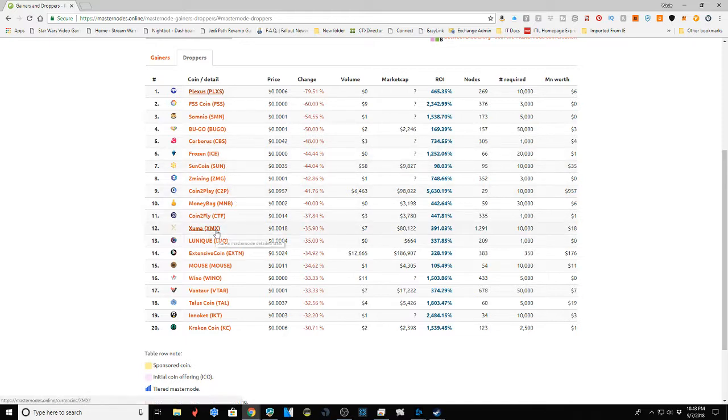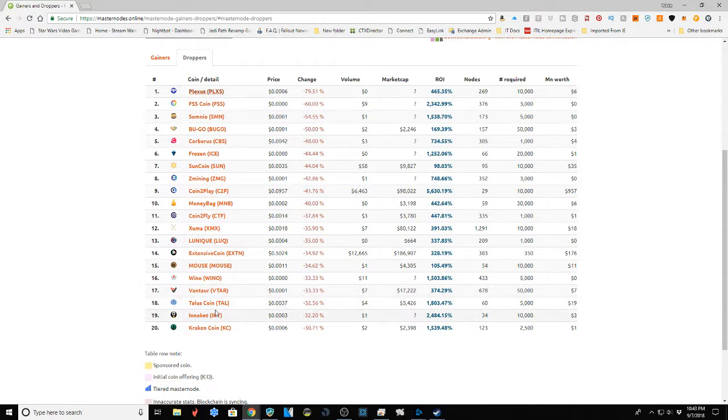Zoom is another one. Mouse was one that I looked into, but I actually found out that Mouse is split completely in their development, so there's a lot of Mouse clones coming out. It's not really worth getting into. I like the idea, but I'm not going to get into the coin.